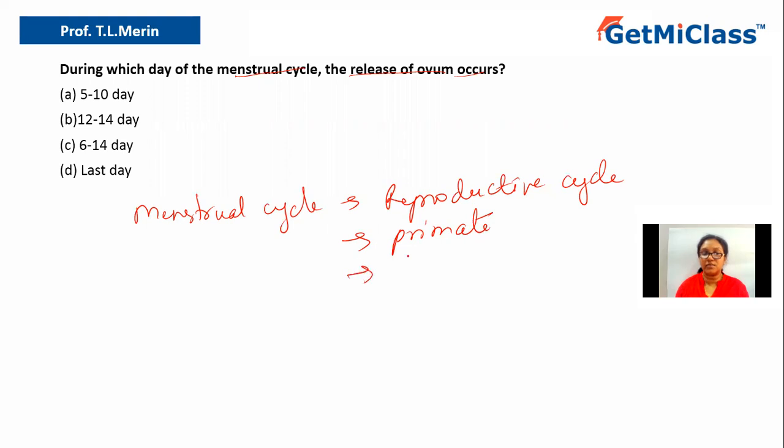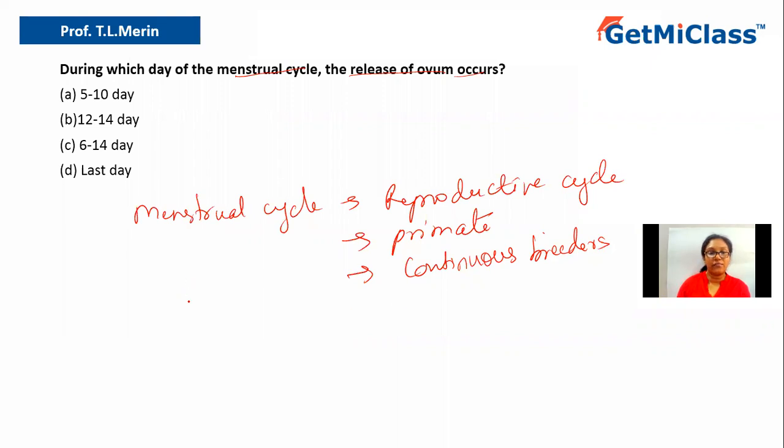And those organisms where the menstrual cycle occurs are called continuous breeders. Why? Because we also have non-continuous breeders or seasonal breeders, which are the non-primate animals or organisms. They follow the estrous cycle. Whereas the primates follow the menstrual cycle, and these are called continuous breeders. They don't require a particular season for their reproduction.